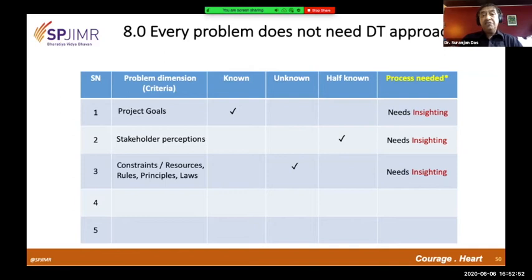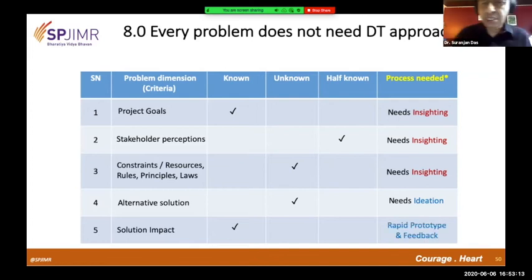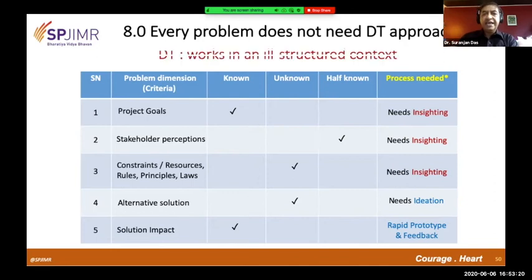So out of these first three, if any two of them are unknown or half known, we think that, hey, design thinking will be worth it. What are the other two criteria, the dimensions? We say the alternatives which we have, and finally the impact of the solution. This needs rapid prototyping. So all the five dimensions have been covered on the right-hand side: the inciting phase, the ideation phase, and the rapid prototyping phase. And in a structured situation, any two of them, as I told you, makes it a design thinking problem. Of course, the one below is Jugaad innovation.